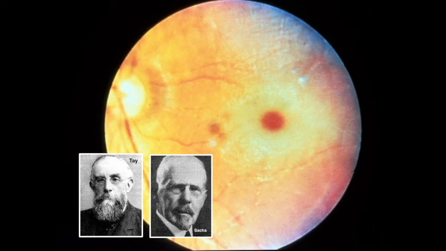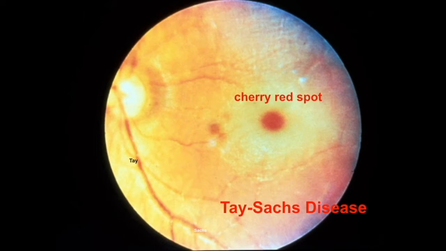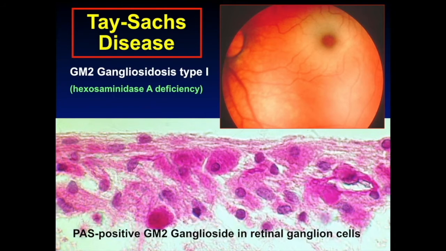Okay, here is Tay-Sachs, the other classic cherry red spot, in Tay-Sachs disease. We're dealing with a window in the opacified retina, but the mechanism of opacification is different. The perifoveal retina, where the ganglion cell layer is thickest, is opacified by the accumulation of GM2 gangliosides in the retinal ganglion cells, shown in the PAS stain below. Again, this is due to deficiency of hexosaminidase A.